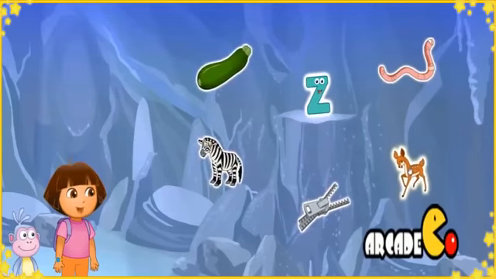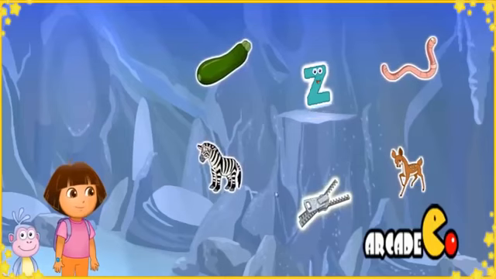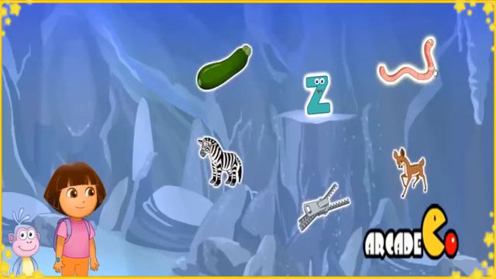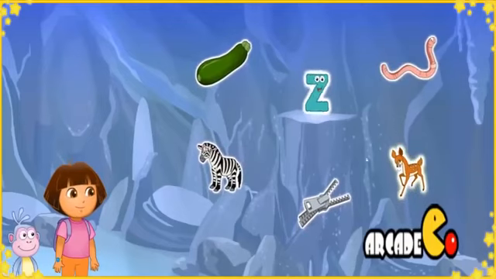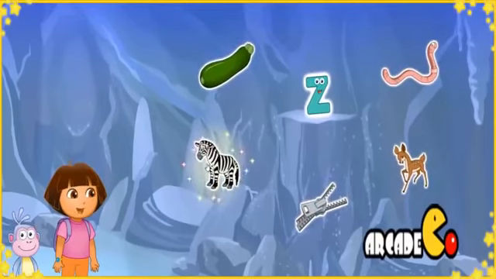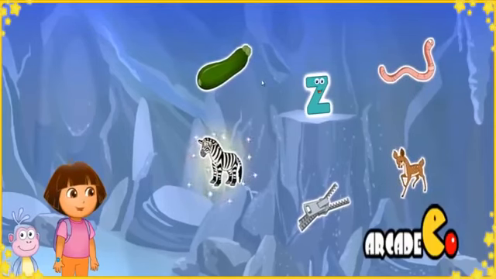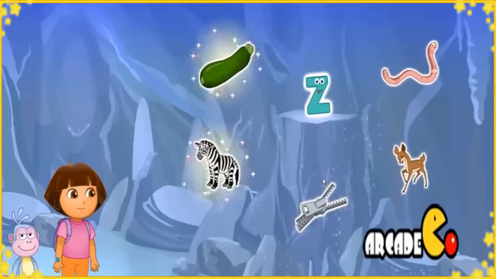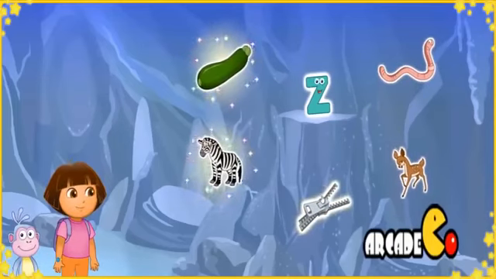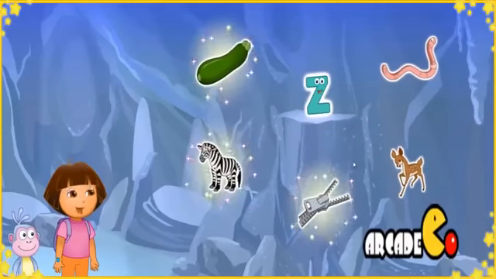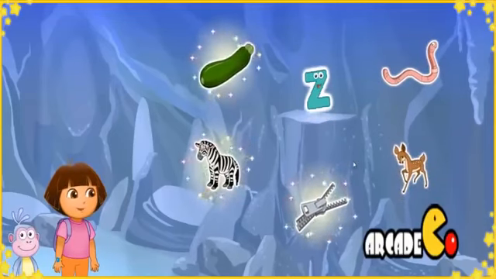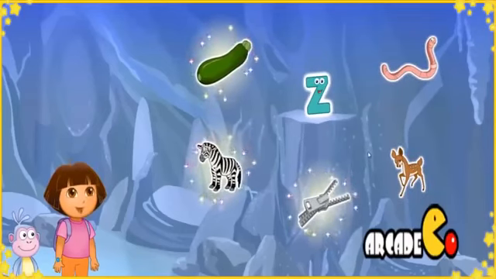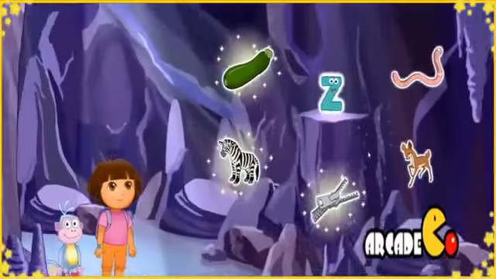Worm. Deer. Zipper. Zebra. Zucchini. Worm. Deer. Zebra. Way to go! Zebra starts with the letter Z. Yes! Zucchini starts with the letter Z. Zipper starts with the letter Z. Zucchini, zebra, and zipper all start with the letter Z.